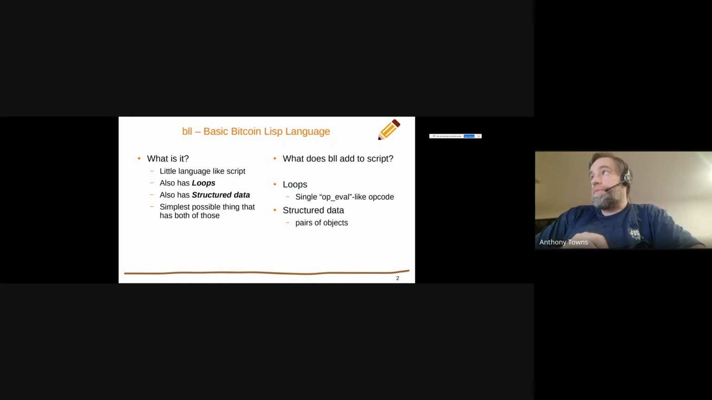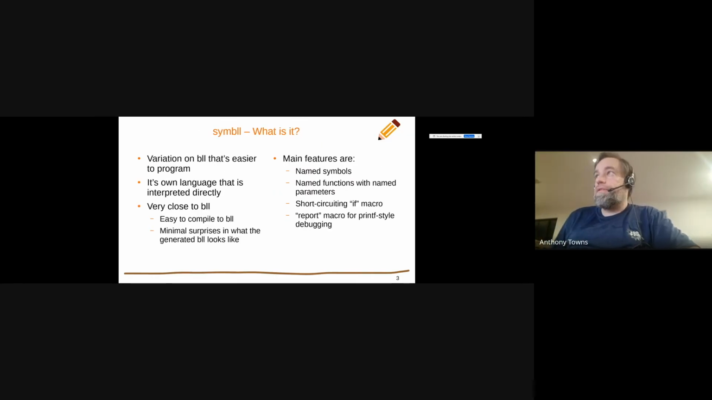And the way that it adds those two things is basically just a single opcode that lets you do recursion, which is an op-eval-like thing, and you do structured data just by having pairs of objects. And obviously the base object is a byte vector. You can have pairs of those, you can have pairs of pairs, and so on recursively. Okay.